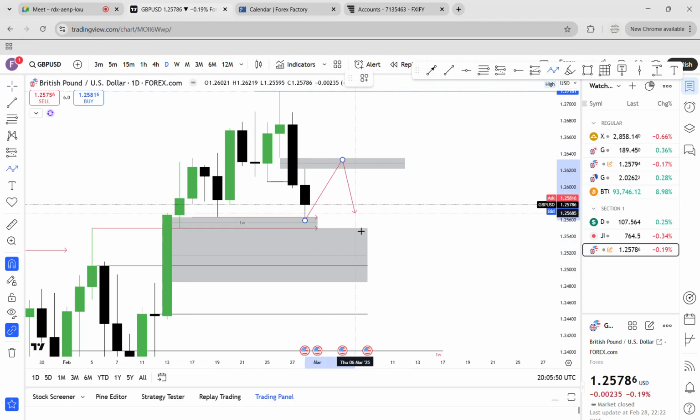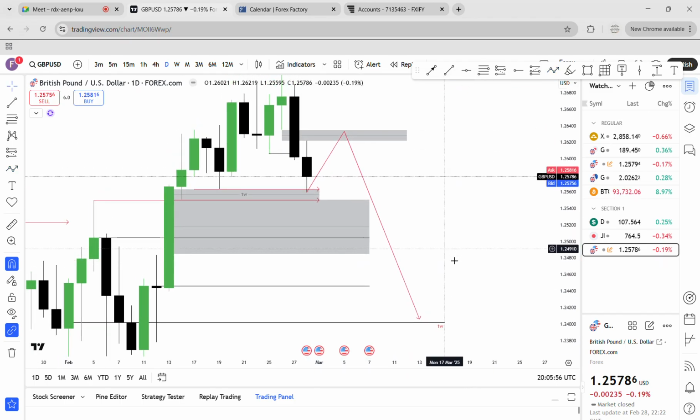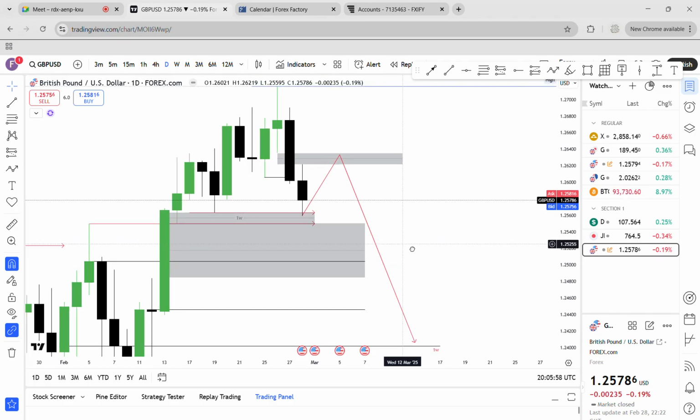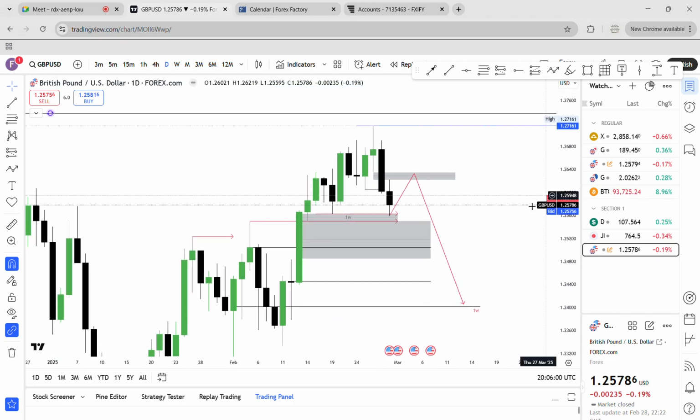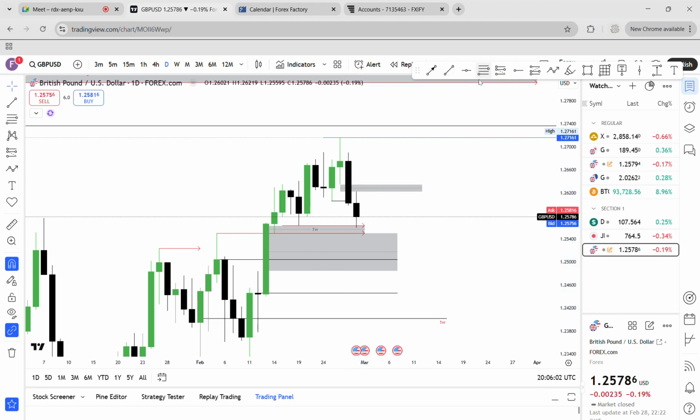We go like this, then we come down. Whether to this area, whether to this area, whether to this area, it doesn't matter. The structure will always tell us where we are going next. But this is what we are expecting from GU. So I expect either today or the first few hours to probably go bullish into this fair value gap, or I will take the fair value gap and this area.